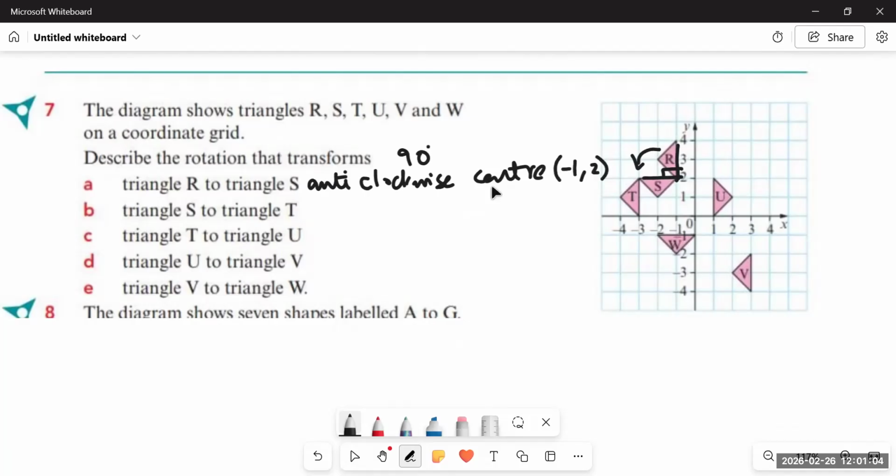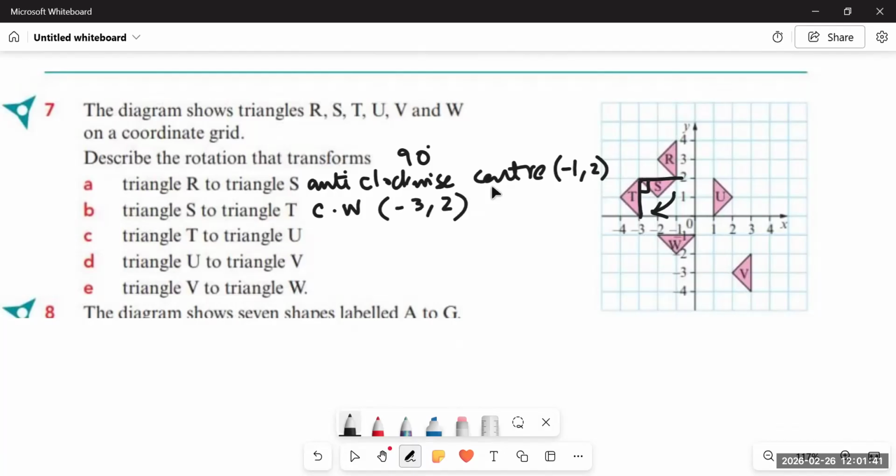Part B, triangle S to triangle T. So this is the center, and this time from S to T, let's take these corresponding sides. So here, this is clockwise, 90-degree clockwise. I'll write clockwise CW and anti-clockwise ACW, right? And with the center -3, 2.